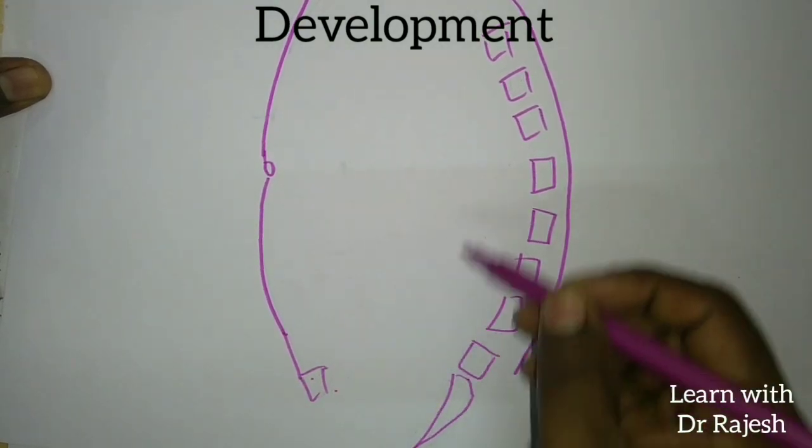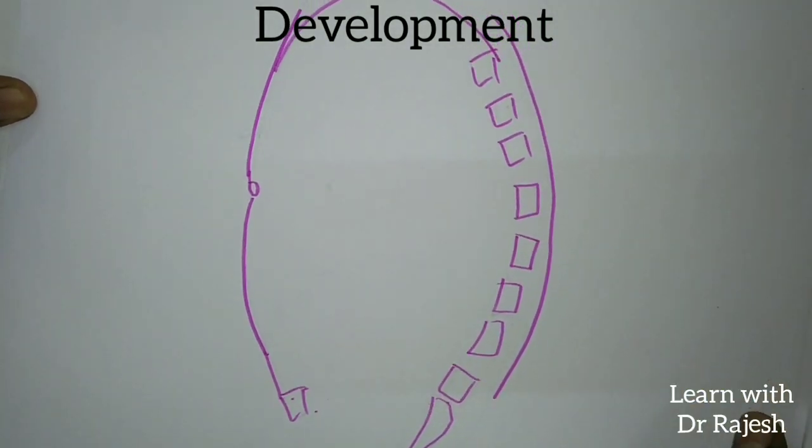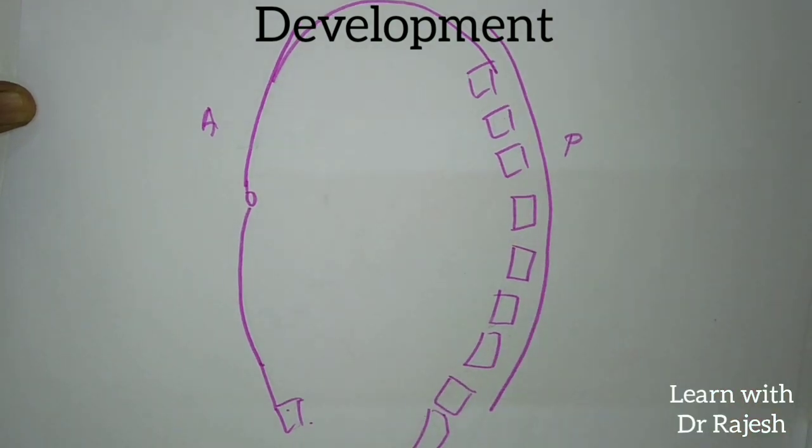This is actually the pubic symphysis. This is the diaphragm. Okay, that is the diaphragm. So this is the anterior aspect. This is the posterior aspect.